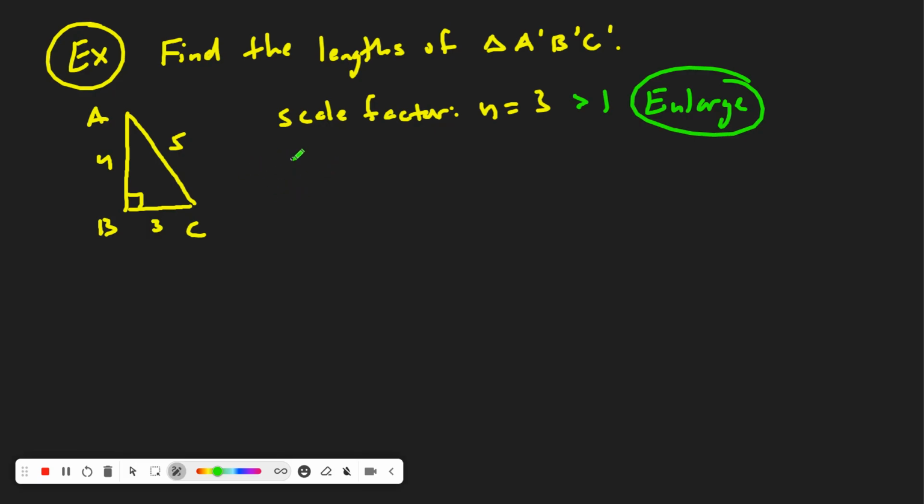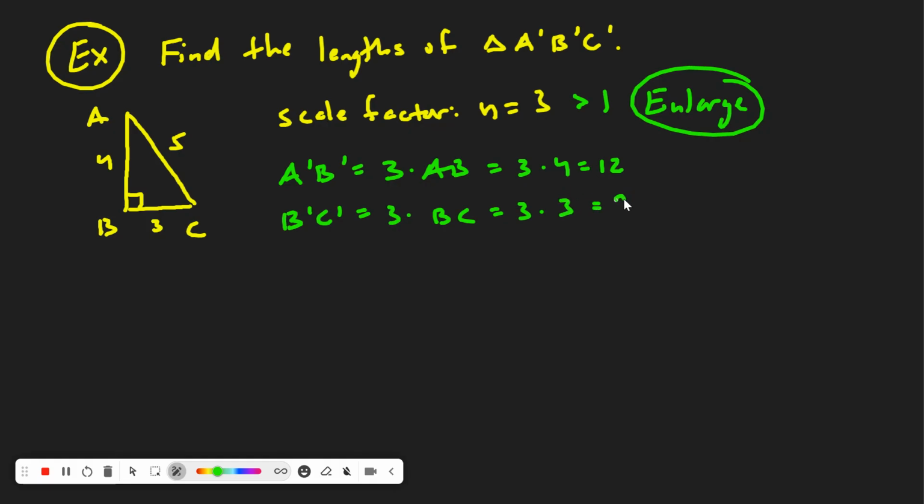To find A prime, B prime, I'm going to take my scale factor of 3 and multiply it by AB. So I'm going to take 3 and multiply it by 4. And 3 times 4 is 12. To get the length of B prime, C prime, I'm going to take my scale factor of 3 and multiply it by BC. That would be 3 times 3, which is 9. And if I want to find the length of A prime C prime, I will take my scale factor of 3 and multiply it by AC. That's 3 times 5, which is 15. And there would be the 3 side lengths.